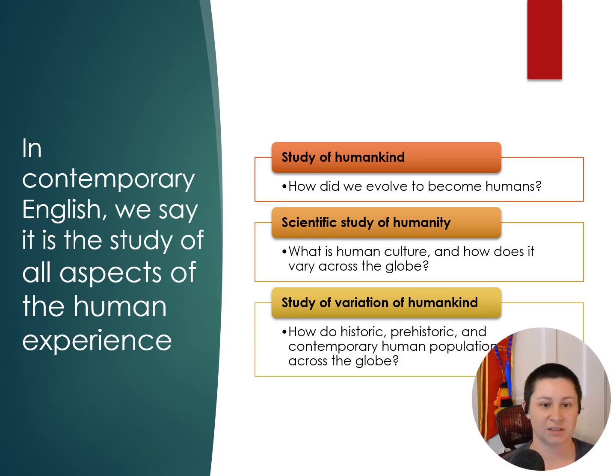It's the study of all aspects of the human experience. So that encompasses studying mankind or humankind and asking ourselves, how did we evolve to become humans? What is human culture? And how does human culture vary across the globe? Also, how do historic, prehistoric, and contemporary human populations vary across the globe? So it's a lot of studying variation. Biological anthropology is specifically interested in this third question: how do historic, prehistoric, and contemporary human populations vary across the globe? And that also includes non-human primates as well.